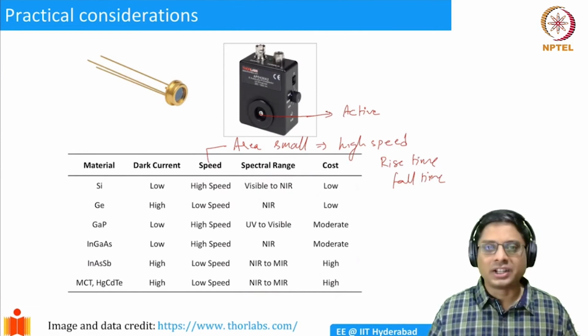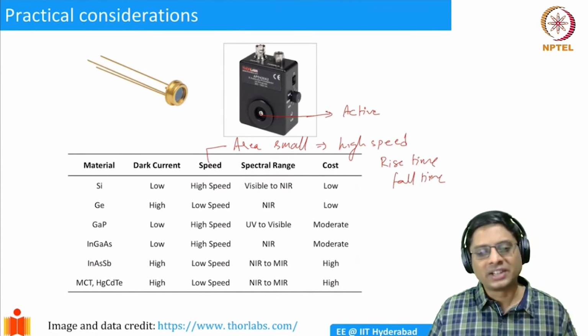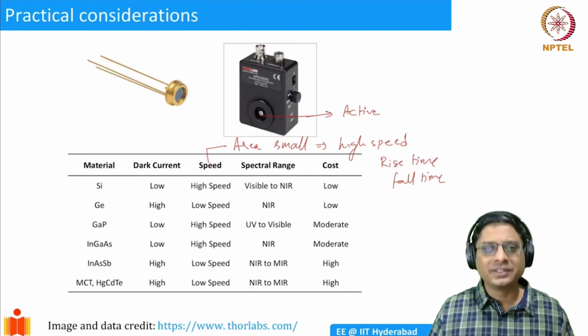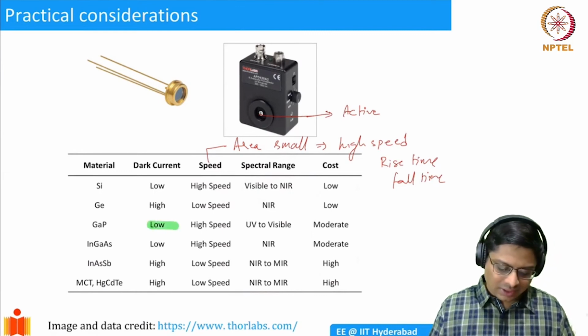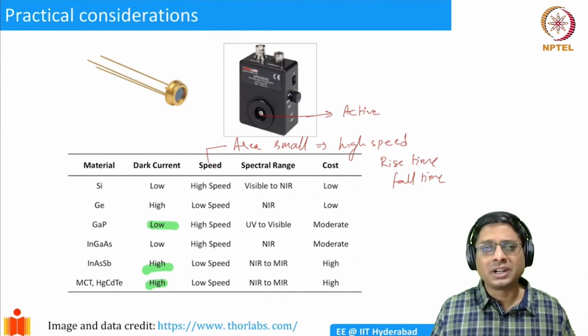And the last parameter is dark current. I've already alluded to that in the previous discussions. So if you have a large band gap, you're going to have smaller dark current, right? That's why gallium phosphide, for example, has a 2 eV band gap, and so it has a low dark current. Okay. But if you go to MCT and these things, indium antimonide, indium arsenic antimonide, they have low band gaps. They can have high dark current.